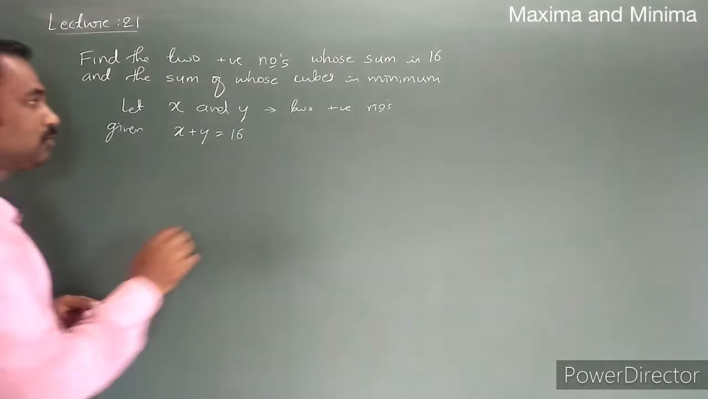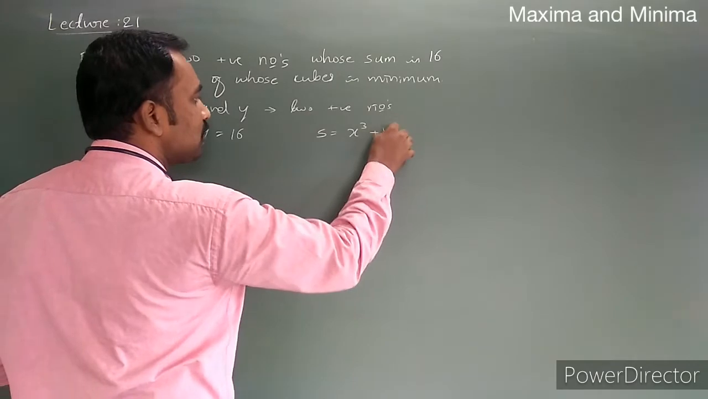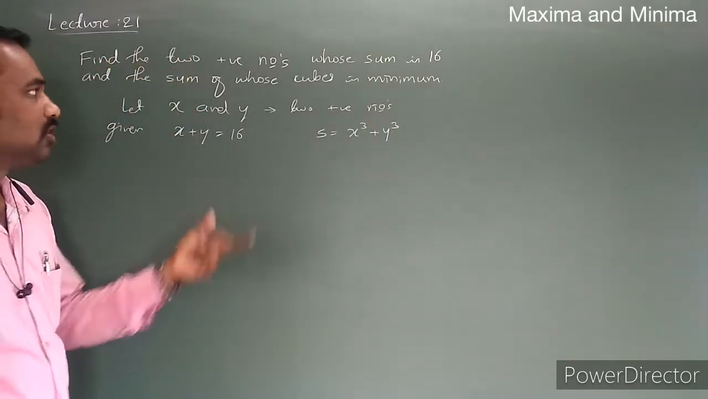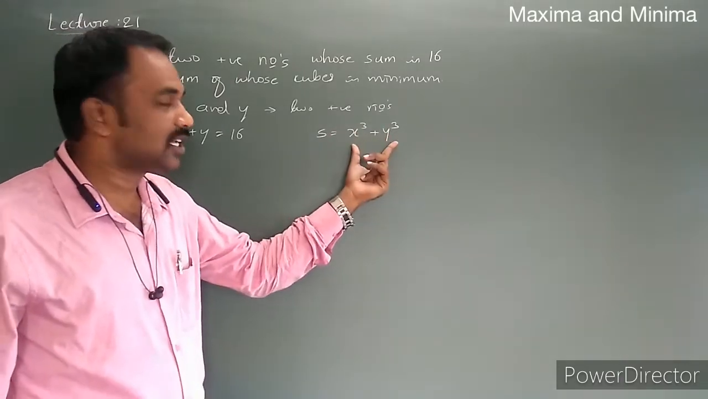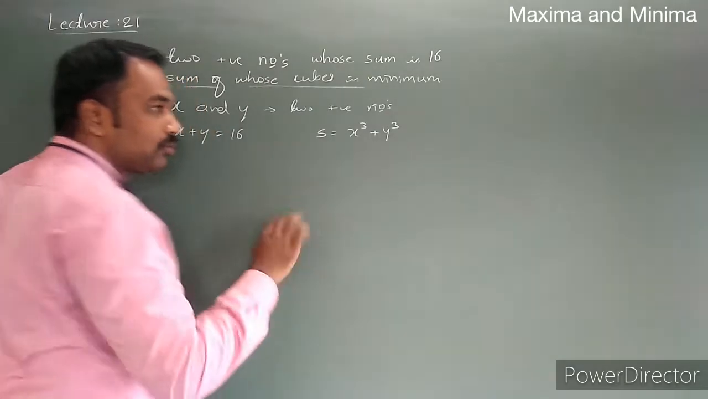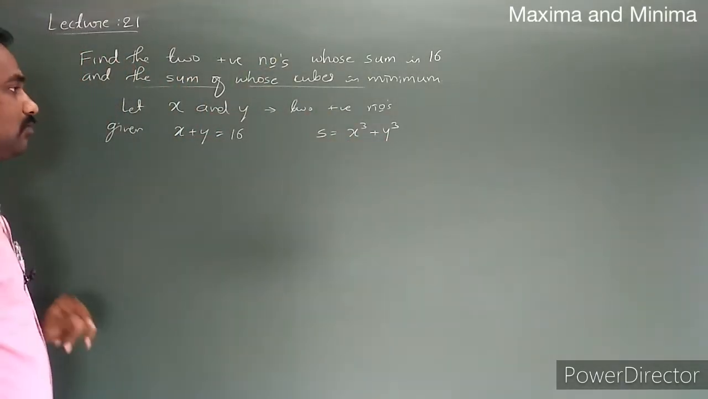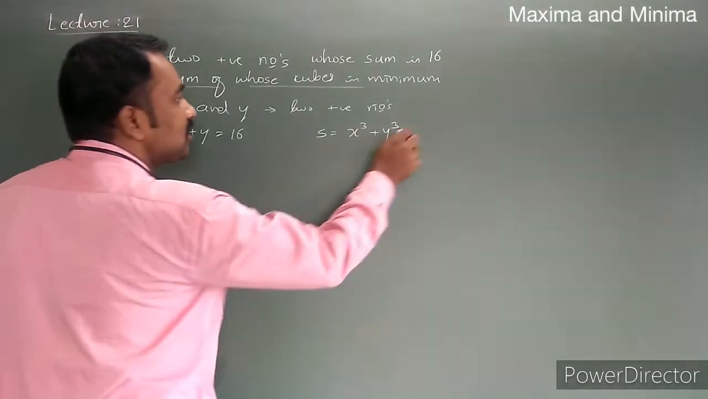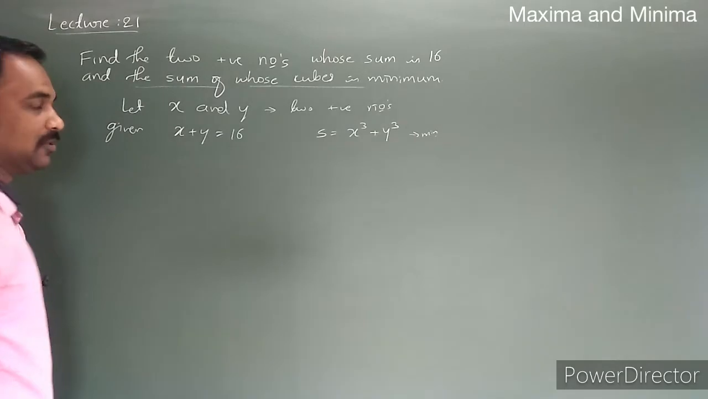Sum as well as cubes we need to take, that is x cube plus y cube. The sum of whose cubes is minimum. The wording is very clear: the sum of cubes of the two numbers. This function we have to make a minimum.